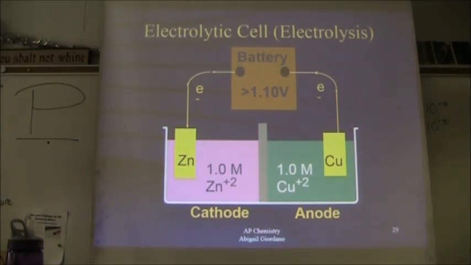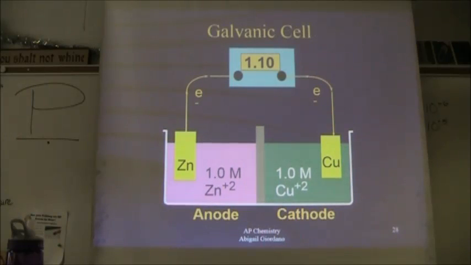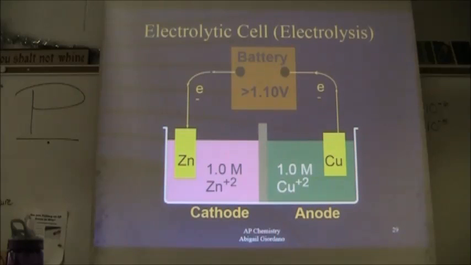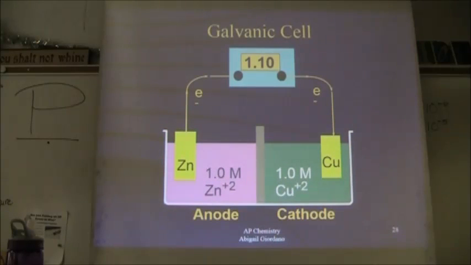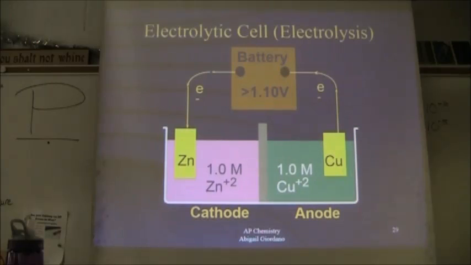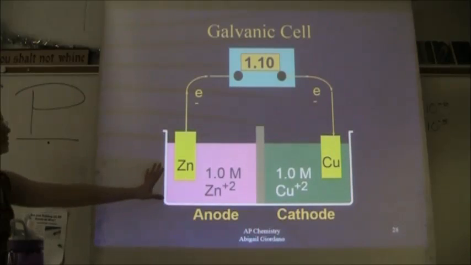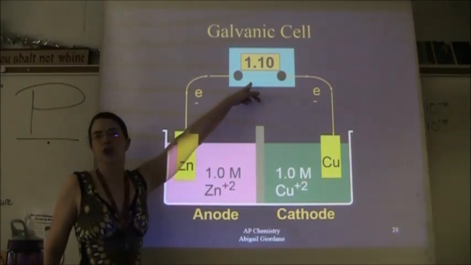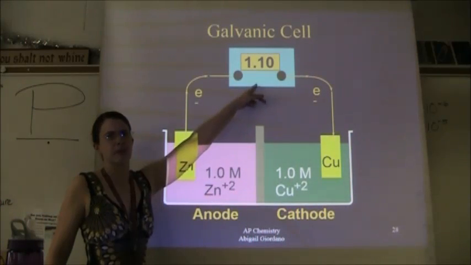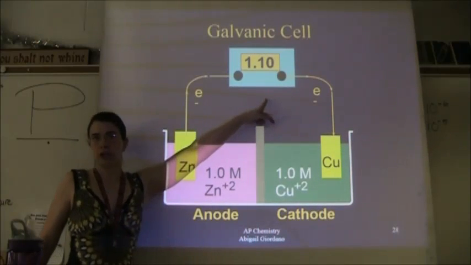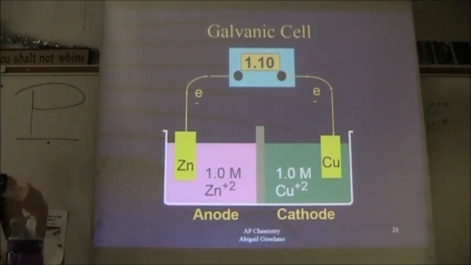This is fun, isn't it? I'm having a great time. Okay, besides the fact that the electrolytic cell is slightly larger, that was just my formatting mistake, before we point out the differences, what is this turquoise box supposed to represent in this galvanic cell? A voltmeter. It's measuring voltage.